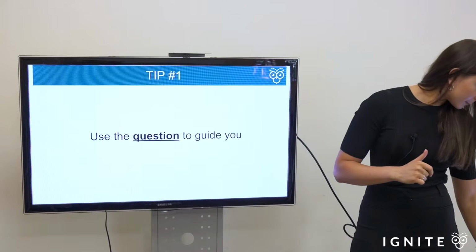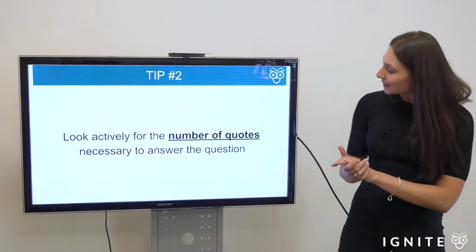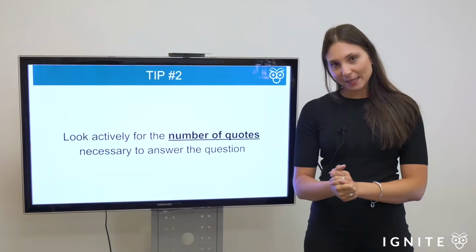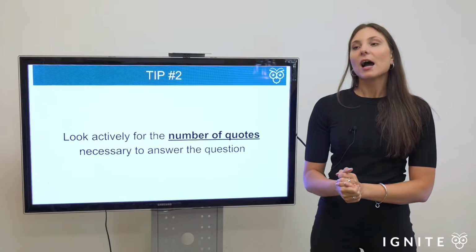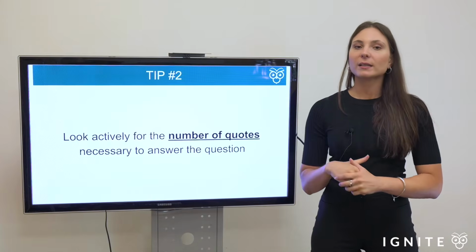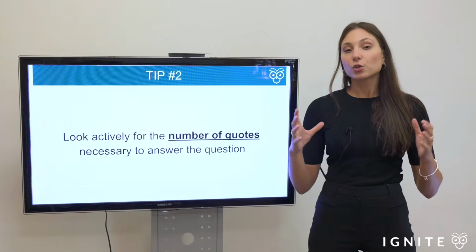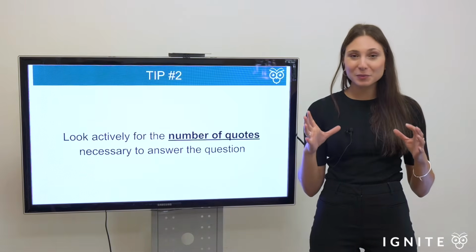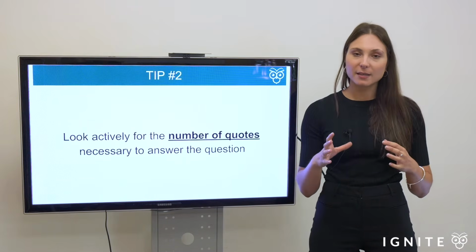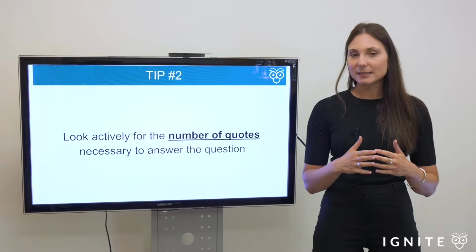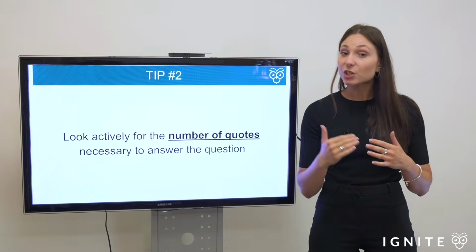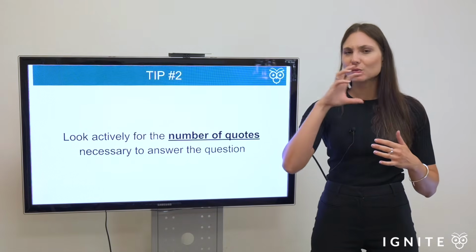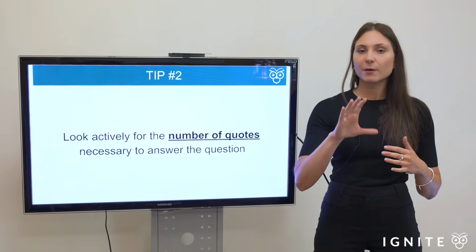Tip number 2, look actively for the number of quotes necessary to answer the question. So this is a bit of a segue from my previous slide. I think it's important, and I do come to this point later on, to consider how you don't need to look at the text and feel like you're understanding every single line, every nuance, every technique. Responding to unseen text is a very strategic process. You're looking through and you're wanting to just quickly extract the quotes that are necessary for you to answer the given question.